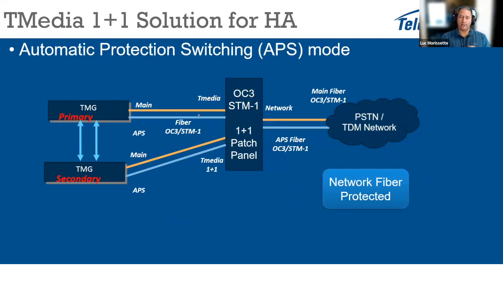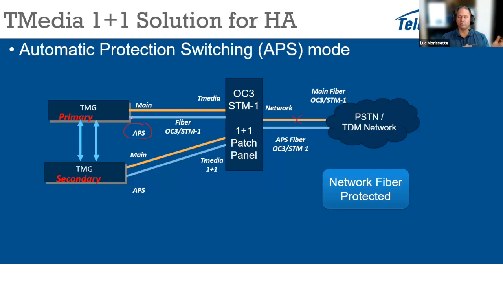So I showed that the STM1 is not protected. If you want to protect the STM1 device, you need to use APS, automatic protection switching. You have on those devices 2 fibers. These 2 fibers are connected to this 1+1 patch panel and sent to the network. If ever one of those cables goes down, the second one will still be active. The switch over from the main fiber to the APS fiber is done automatically in a system like this.